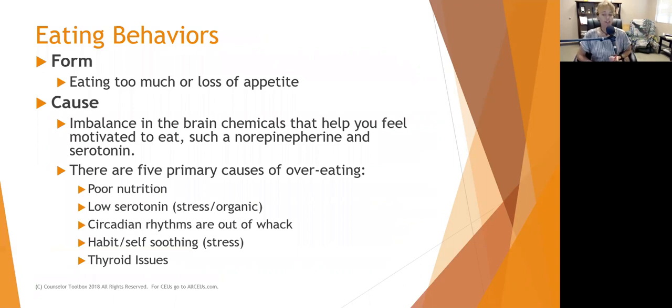Low serotonin, either caused by stress or organic, and I use that as kind of a garbage term for there was some sort of pre-existing issue. Maybe you were born in a family and genetically you're predisposed to not have as much serotonin accessible. Maybe you had brain damage, whatever, but it's not due to stress. Low serotonin levels. Circadian rhythms that are out of whack can cause overeating.